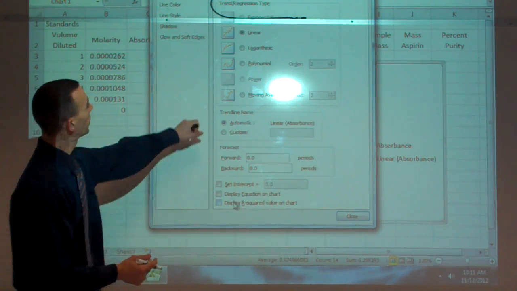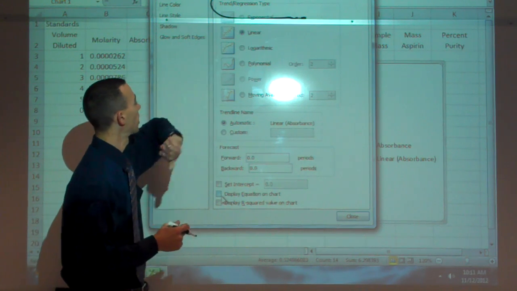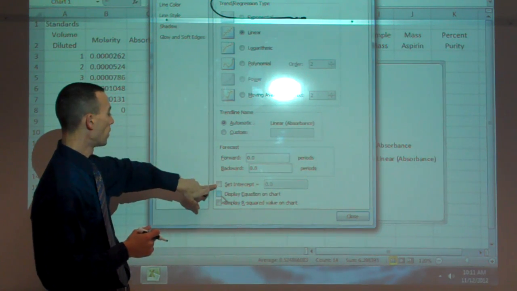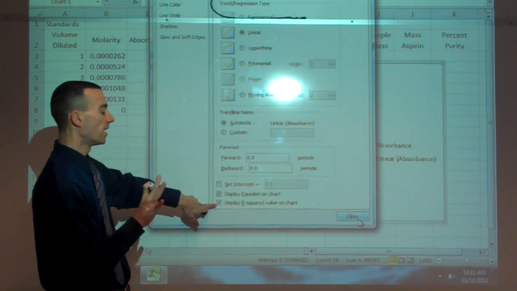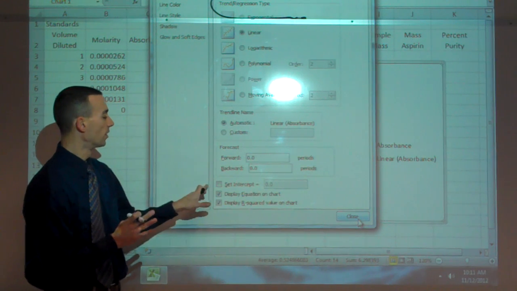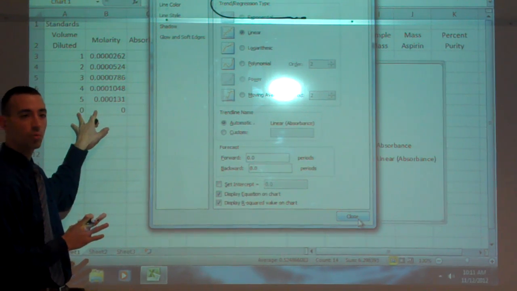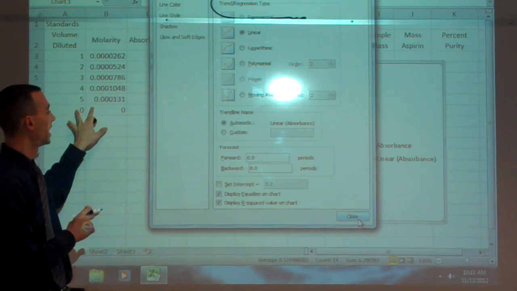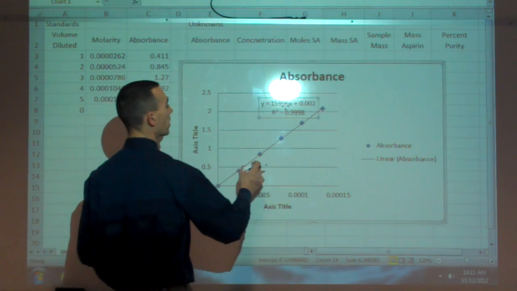Now we want to make sure that we have the right type. Linear is the usual option that's available. That's correct. Okay. We want to have the equation and the r squared value. If we really wanted to, we could force our line through the 0, 0 point, since this is a practical point, but we won't bother with that for this part of the analysis. So now we've got our equation.